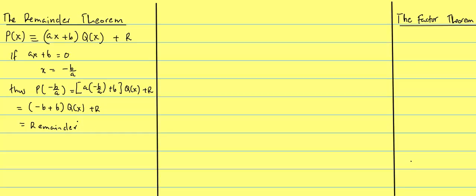So what we have actually shown is that if we can find some value of x which will make the linear divisor equal to 0, then the remainder is going to be given by p of that value of x.